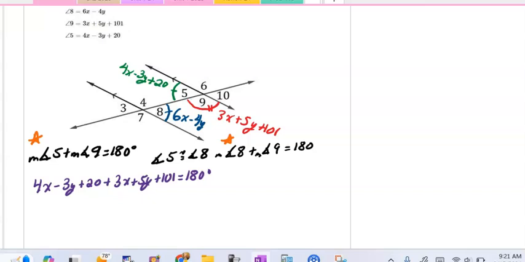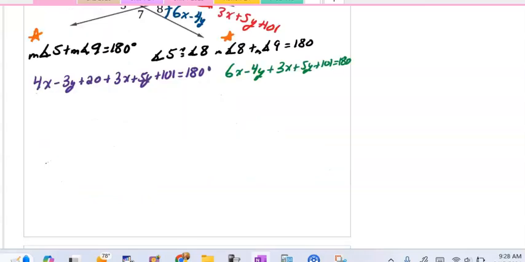The other one I'm going to use is 8 and 9 add up to 180 because they are same side interior. So I'm going to say 6x minus 4y plus 3x plus 5y plus 101 is 180. Now that we have both equations, we're going to simplify the purple and green equations and be careful on your arithmetic. So when you add the x's, you get 7x. When you add the y's, you get plus 2y. And then when you add the 20 and 101, you get plus 121 is 180.